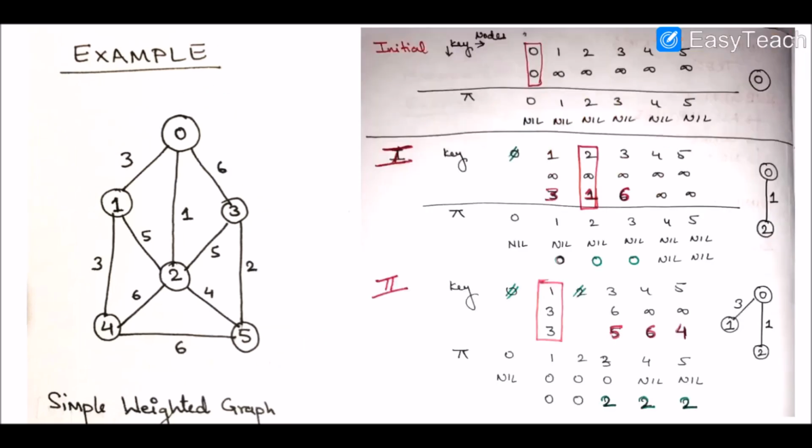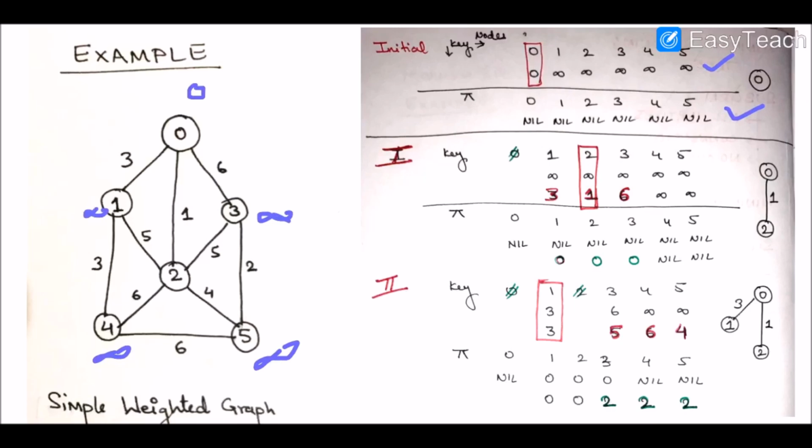Now let's see this example step by step. I have solved this example to make you understand. Let's say these are the initial values that have been set. We can see that the initial values have been set to infinity and nil, and node 0 is allotted a key value of 0, and all the rest of the nodes have been allotted a key value of infinity. We can see this, right?